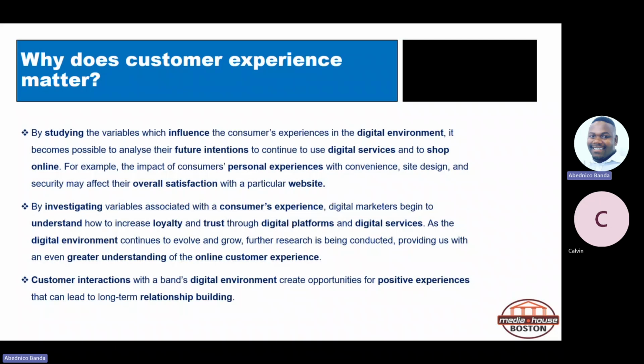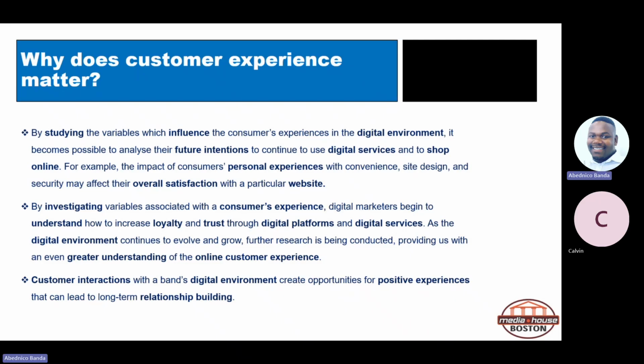So why are we even talking about customer experience in a digital marketing class? By studying the variables which influence the consumer's experience in the digital environment, it becomes possible to analyze their future intentions to continue to use digital services and to shop online. For example, the impact of consumers' personal experiences with convenience, site design, and security may affect overall satisfaction with a particular website. By investigating variables associated with the consumer's experience, digital marketers begin to understand how to increase loyalty and trust through digital platforms and digital services.